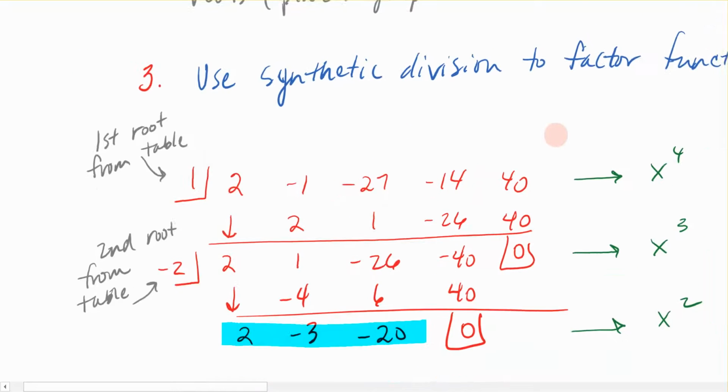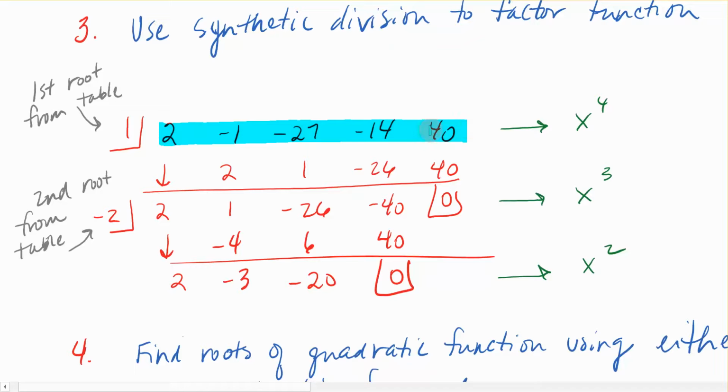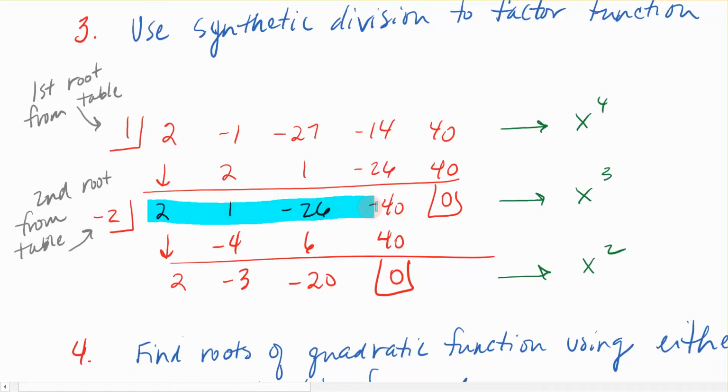Now down here, let me make this a little bit smaller, you can see that I have the synthetic division. The first row right here, these are the coefficients of the original polynomial that we started with. This is my x to the 4th polynomial. This number 1 is the first root that I found off the table. When I do the synthetic division, the coefficients down here that I get as the result are going to be my x cubed function. So these are the coefficients of an x cubed function that is reduced from this x to the 4th.